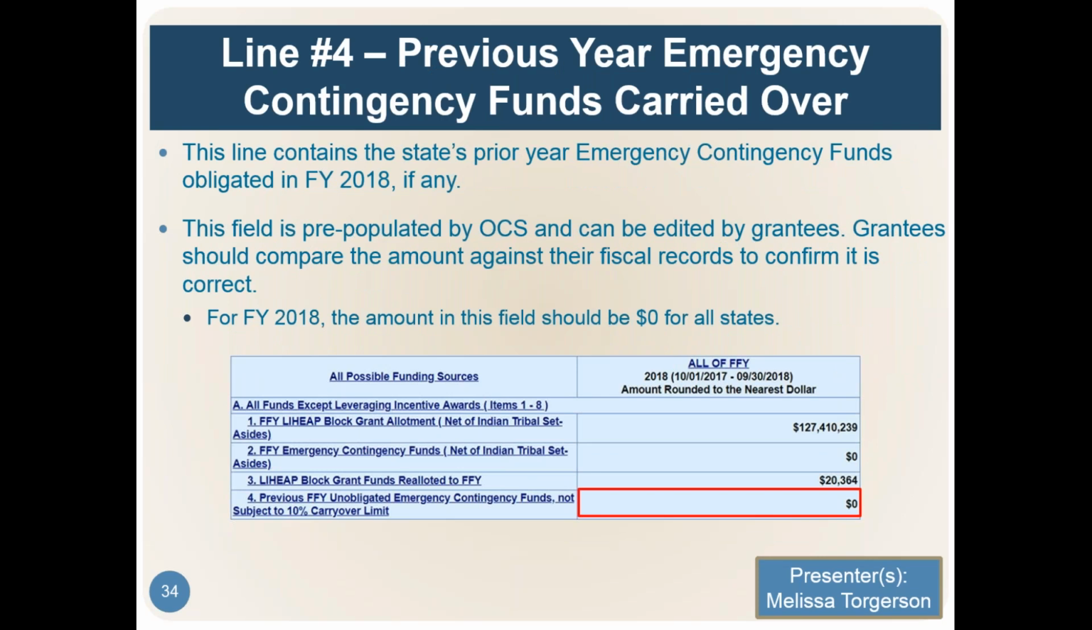And this is unobligated emergency contingency funds from the previous year. Sometimes what will happen is emergency contingency funds will come out late in the year, and HHS will allow you to not obligate a portion of them. And so that's what would go in this box. But once again, get your highlighters up because this number should be 0 for all of you for 2018.